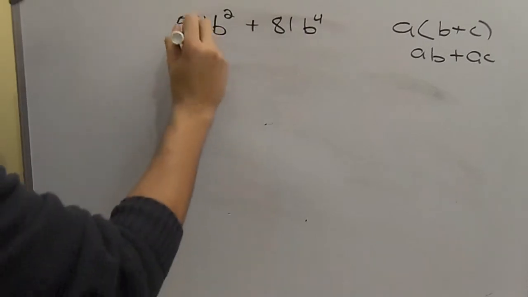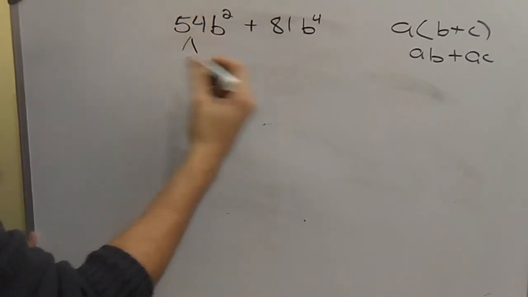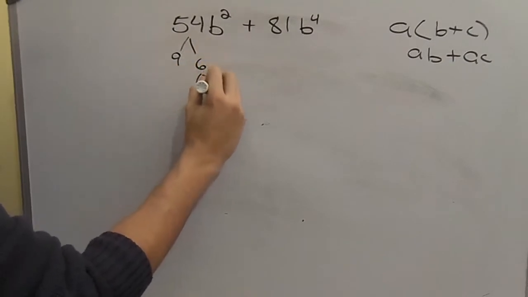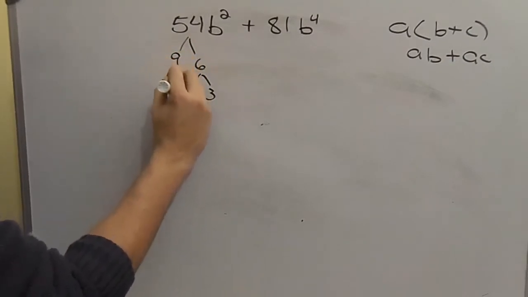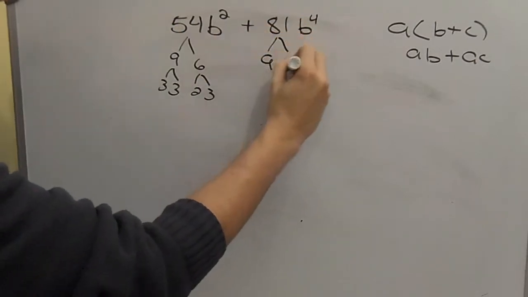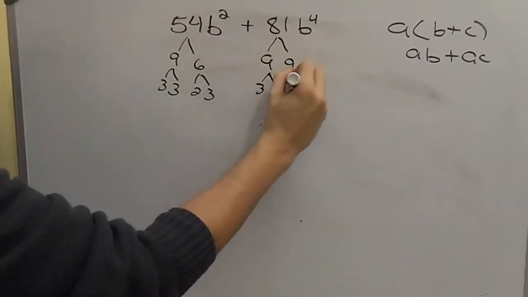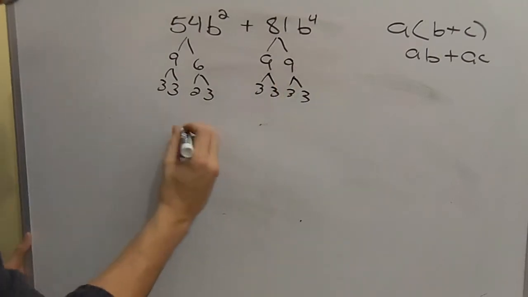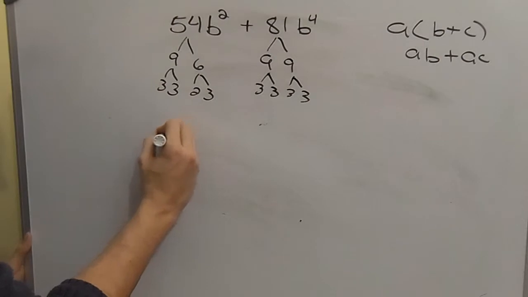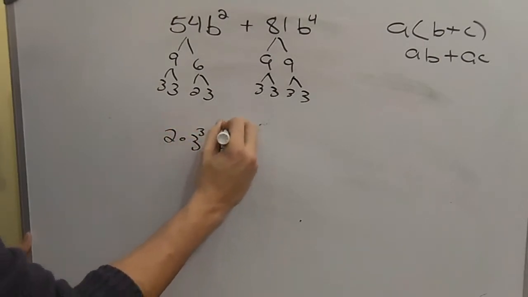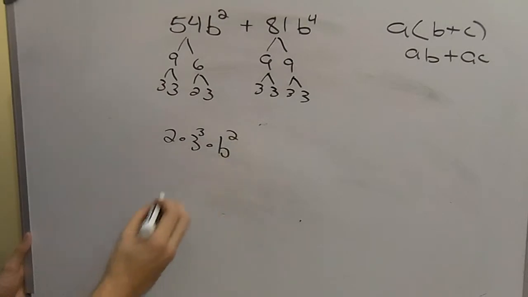Okay. Prime factorization tree. Okay, so we're going to do the factor tree for 54. And we're going to do the same thing for 81. And I'm going to write out their prime factorizations. Make sure you include the variable if it has one.